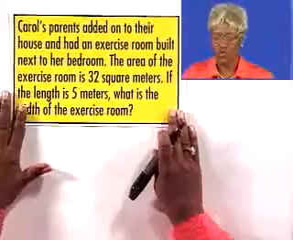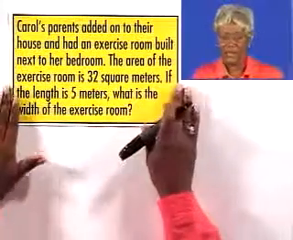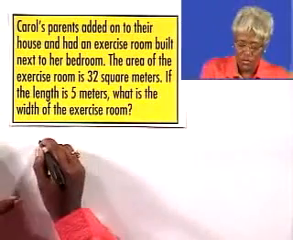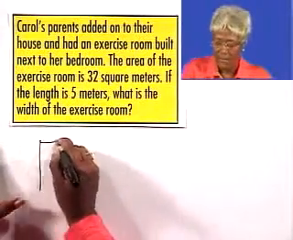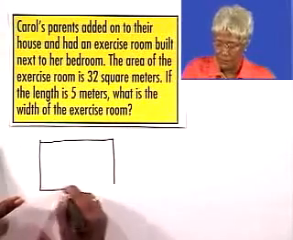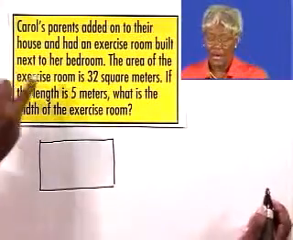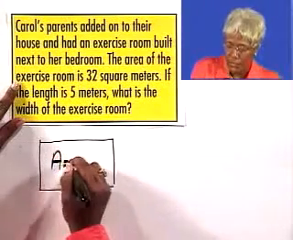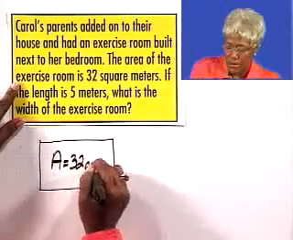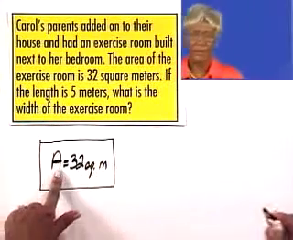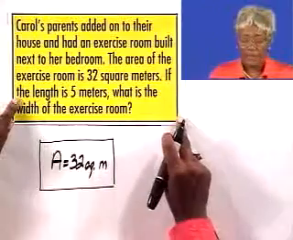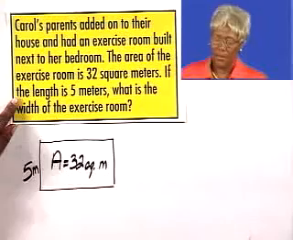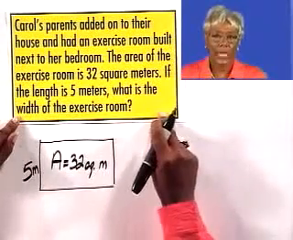Well, I'm going to assume that this exercise room is a rectangle, so I'm going to draw a rectangle. They're saying the area is 32 square meters, so I'm going to say A equals 32 square meters. That's the area. If the length is 5 meters, I'm going to make this the length. They want to know what's the width.